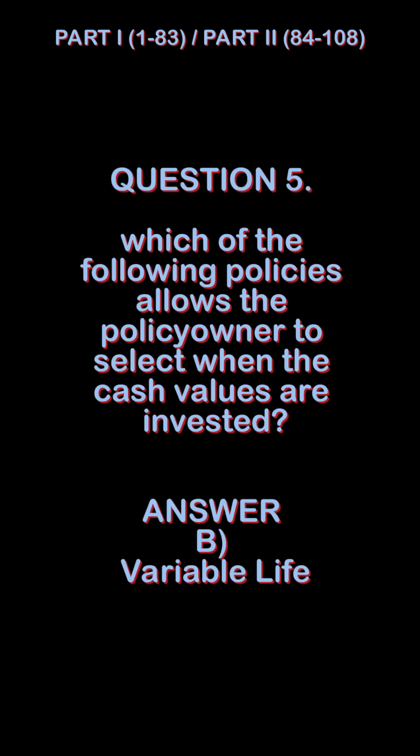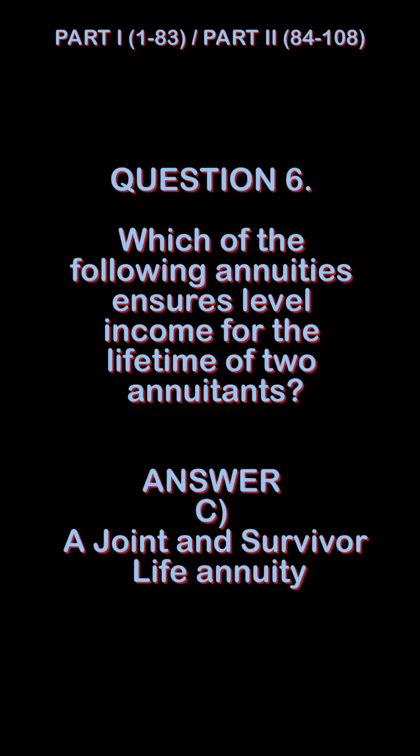Question 5. Which of the following policies allows the policy owner to select when the cash values are invested? Answer B. Variable life. Question 6. Which of the following annuities ensures level income for the lifetime of two annuitants? Answer C. A joint and survivor life annuity.